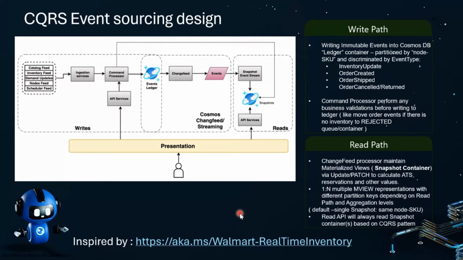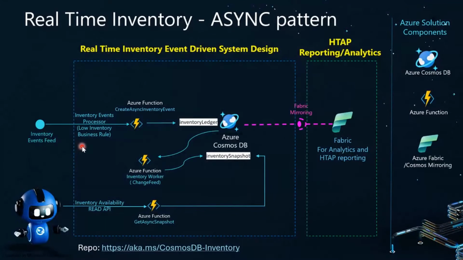Now let's look at how we implemented the design pattern with Cosmos DB. In our case, we use an inventory event feed to ingest different inventory types, discriminated by type, into the Azure Function, which creates an async inventory event and is also used as business rule validation for one of those examples I mentioned, and then writes qualified events into the inventory ledger container.